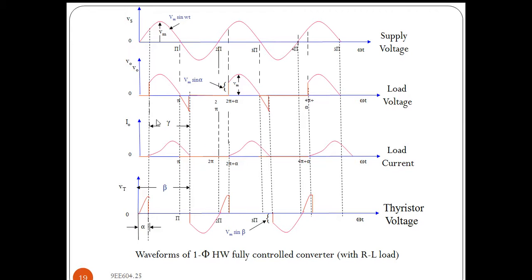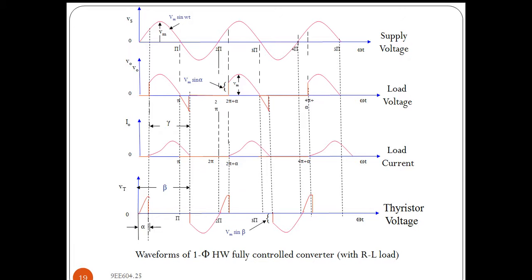The device will be conducting from instant alpha to beta. From beta onwards, the output will be zero. The supply will be reverse biased and the output voltage will be zero. This reverse biased supply voltage will be applied across the thyristor.